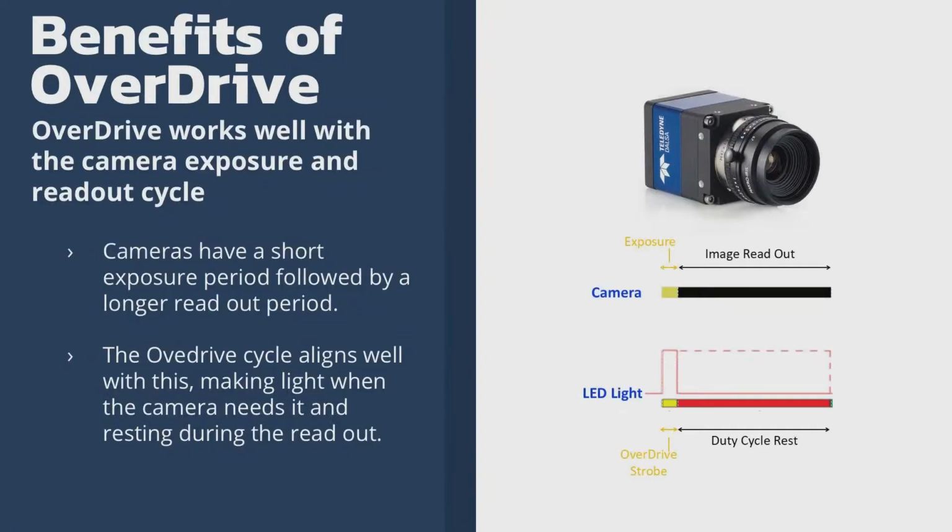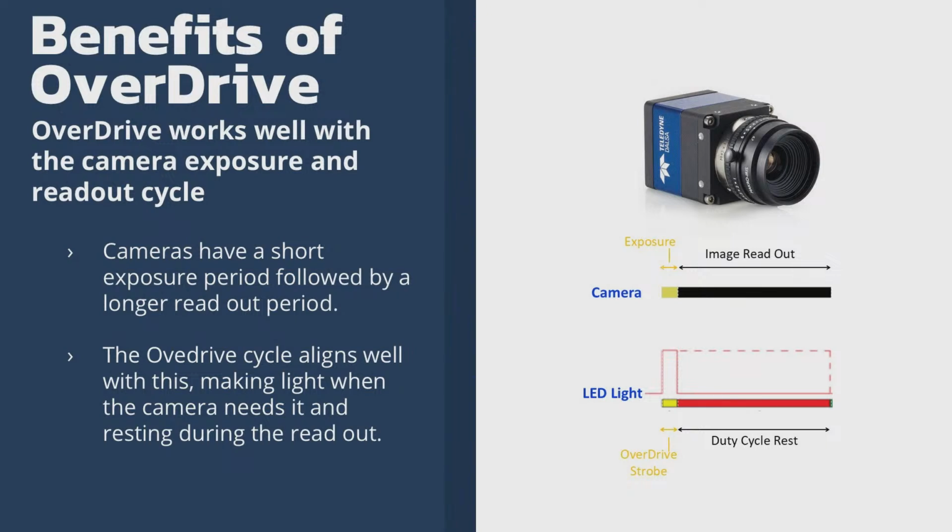The next benefit of overdrive is that overdrive works well with the camera exposure and readout cycle. You can see from our diagram and illustration there that the camera is exposing a frame for a short period and then taking a longer period to transfer that frame and read it out to the computer, and a light synchronized with that fits well with this cycle.